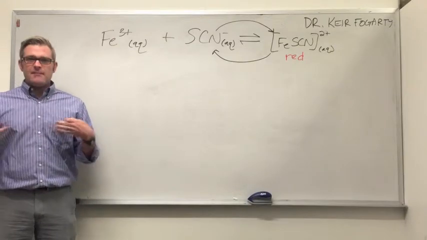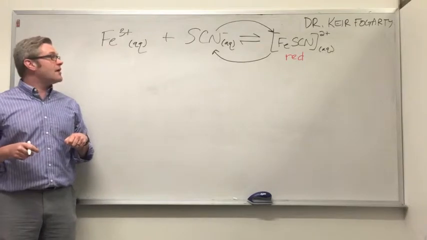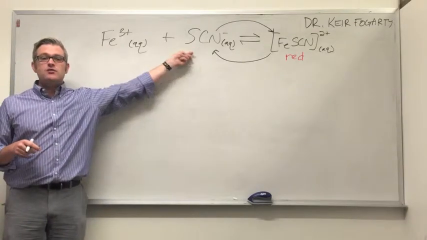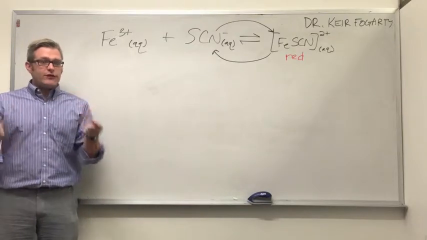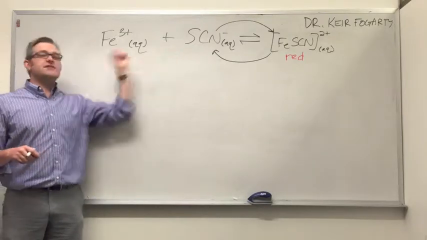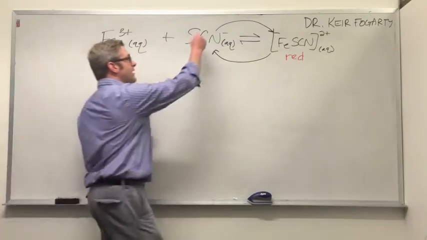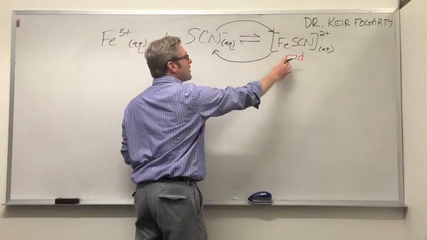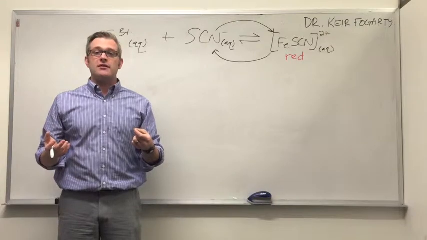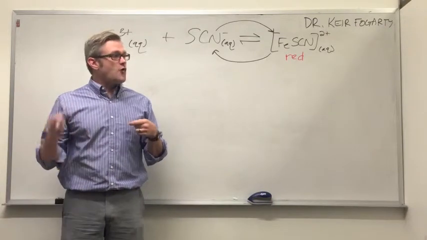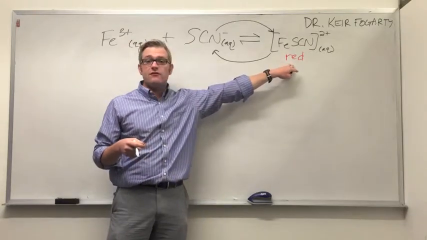So let's think about an experiment. What we can do is take a test tube of iron 3+ and a test tube of our thiocyanate ion and dump it together. When we first dump them together, 100% of our stuff is in the reactants. They will start reacting to form our complex ion, and we'll begin to notice a bit of a red color appear in our test tube. Over time, the red color will get darker as more and more of this forms.